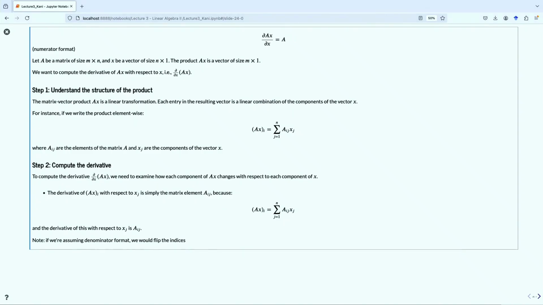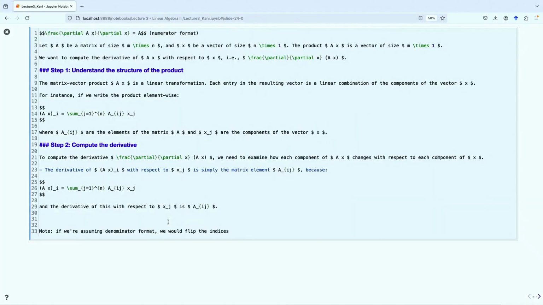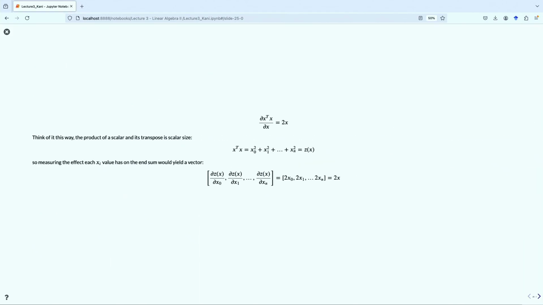Okay. And the major thing is that if we're assuming denominator format, we would flip the indices. If you work out the actual matrix, that would make sense, and the result would be A transpose. Actually, I don't remember why. Okay, I'm going to fix this writing in a bit. That's not my best work.